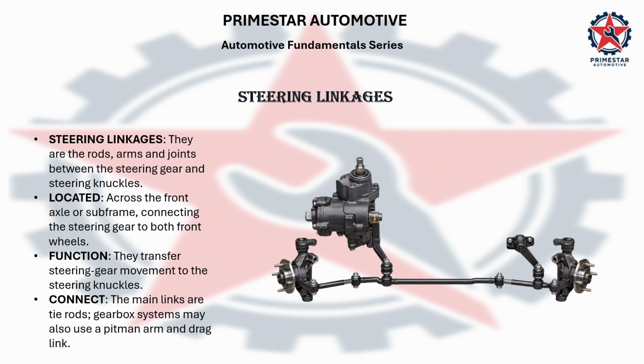Next is the steering linkage. Steering linkages are the rods, arms, and joints between the steering gear and the steering knuckles. They are located across the front axle or subframe, and transfer steering movement towards both front wheels.